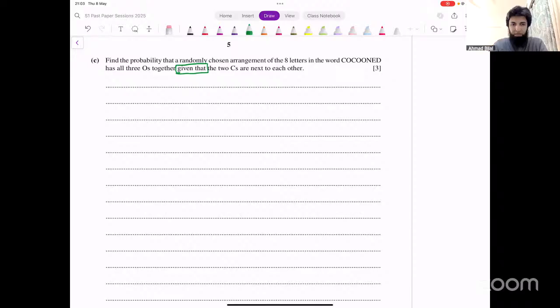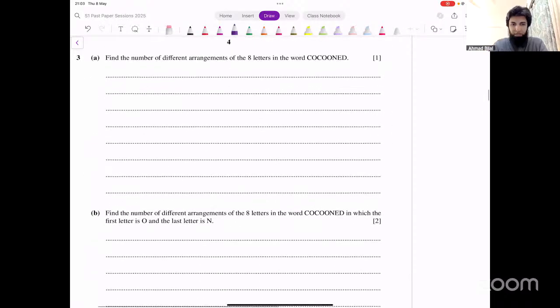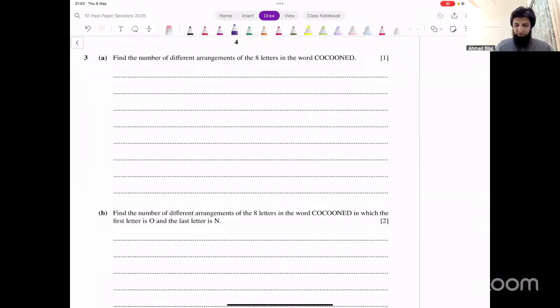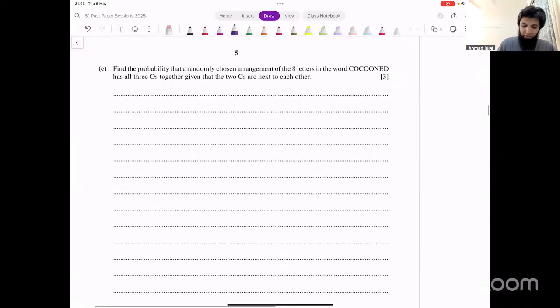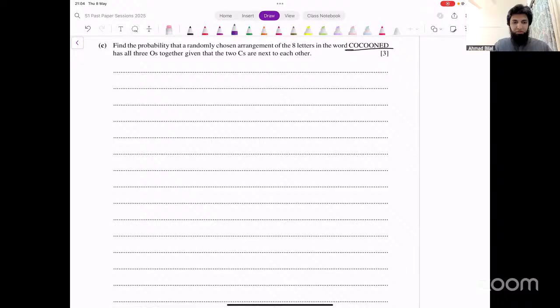But let's at least look at this part from this question, and then we move on to the next one after this. So this is question number 3 from this paper. The first two parts are relatively easier. Let's look at the last one. You've got this word. We want to find the probability that a randomly chosen arrangement of 8 letters in this word has all 3 O's together, given that the 2 C's are next to each other. Now, what is the formula for this going to look like?